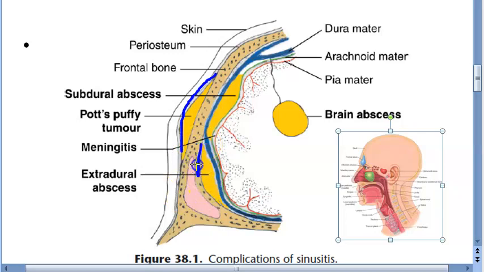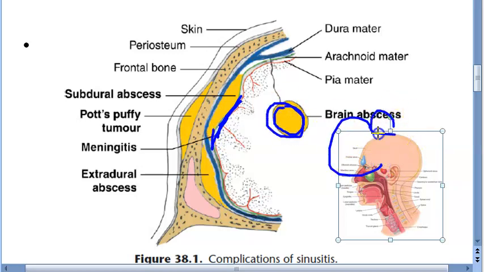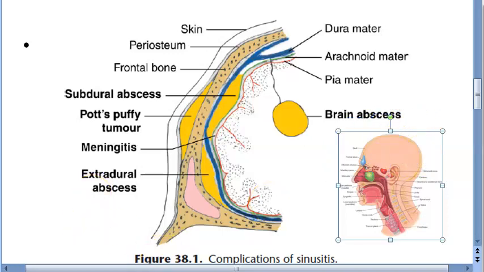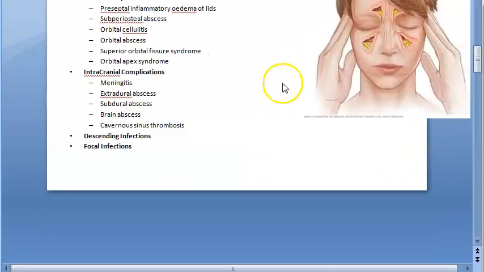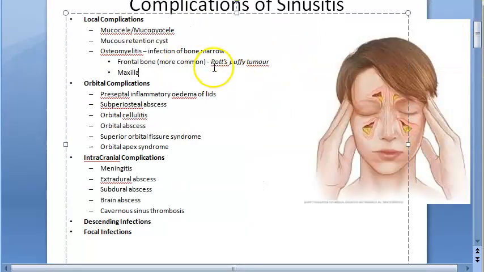If it is behind the bone, what is it? It is extradural abscess. If it is after the dura, it is subdural abscess. Inflammation of the meninges, so it will become meningitis, and then much deep inside, we are talking about brain abscess. And also there can be cavernous sinus thrombosis. So those will become the intracranial complications. But basically here, local complication itself is Pott's puffy tumor.